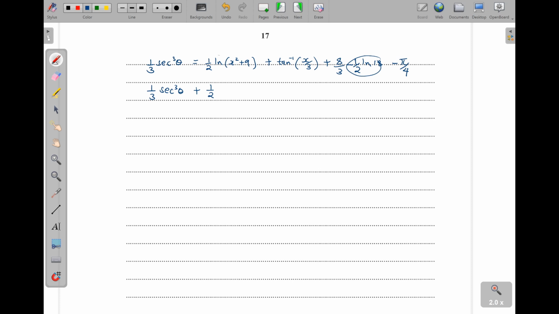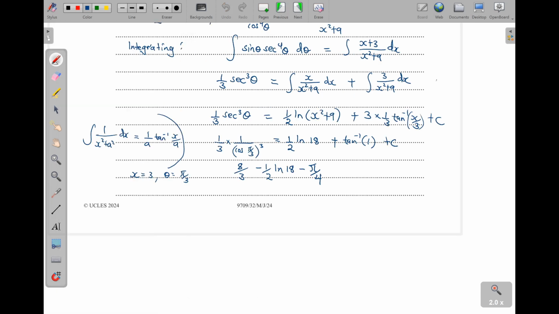Now this and this are natural logarithms, so I'll put them together and I will have a natural log of x squared plus 9 over 18. Because this one is common, I factorize it, then there is a subtraction, so I divide the powers. Then plus the arctan of x over 3. Then we shall have 8 over 3 here minus pi over 4.